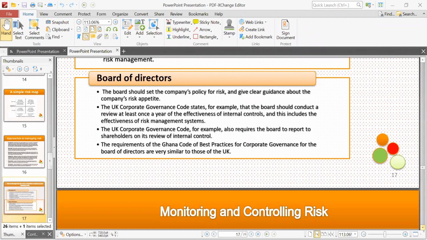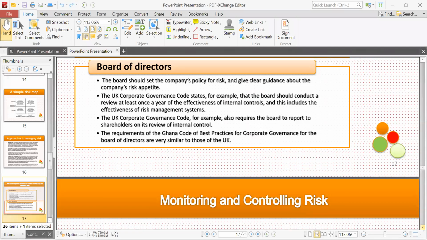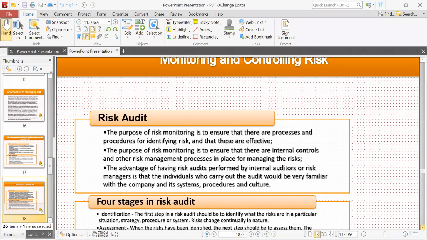We need to know that we are talking UK. The requirements of the Ghana Code of Best Practices for Corporate Governance for the Board of Directors are very similar to those of the UK.